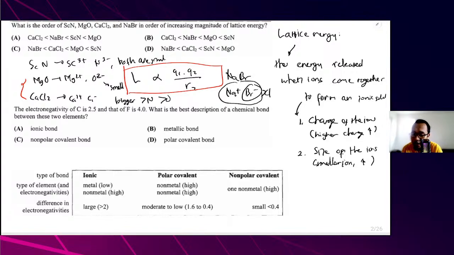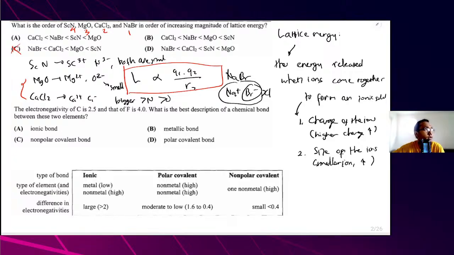So based on this information, the ones we need to consider are Mg and Cl, because Ca and Mg are both 2 plus. However, Cl is much bigger than O. So, like I mentioned, NaBr will be the smallest, then CaCl2 will be the second, then MgO will be the third, and this one will be fourth. So the answer will be NaBr, CaCl2, MgO, and then SCN. The answer will be C.